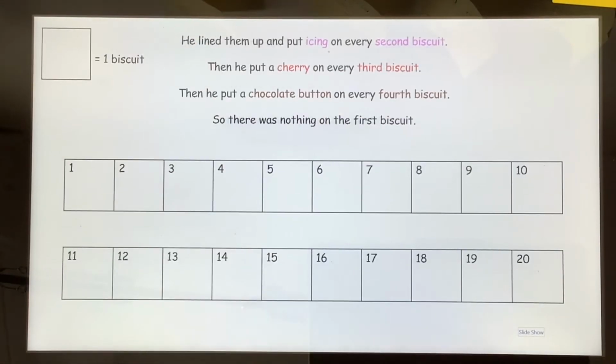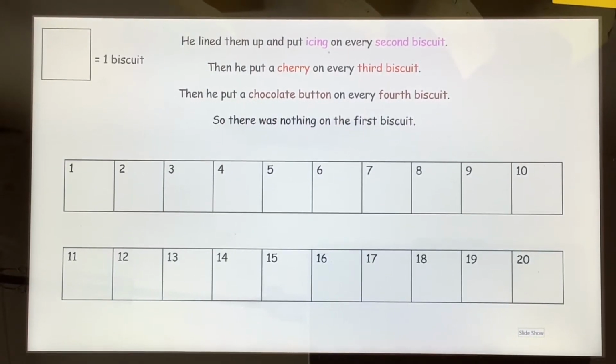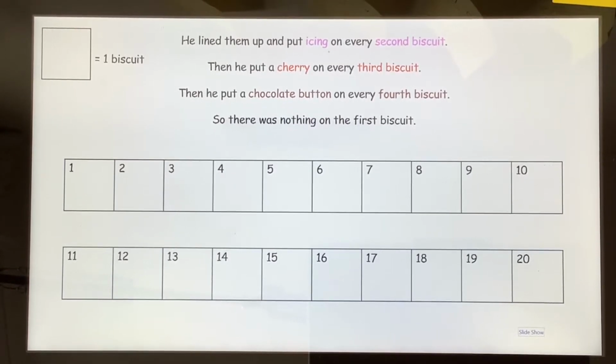So, hint number 1. This is how I did it. I represented each of my biscuits. So each square represents one biscuit, and I've numbered my biscuits 1 to 20 because I thought that might make my life a little bit easier. I've got my instructions up here that he lined them up and put icing on every second biscuit, a cherry on every third biscuit, and a chocolate button on every fourth biscuit. And I've colour-coded those words. Think about how you could use my grid and my colour coding to see if you could answer the questions.